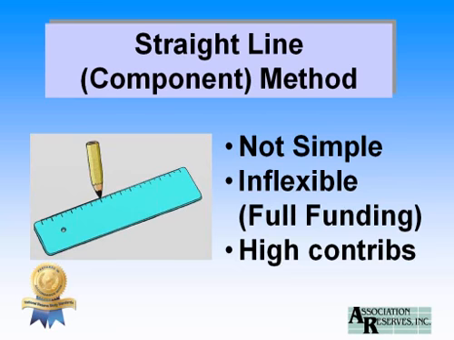So what you find out when you run the numbers is that the straight line method or component method is not as simple as usually presumed. It's inflexible in that it pushes the association to the arguably good fully funded level, but it does so rapidly that it pushes people, and no one likes to be rushed. And finally, the reserve contributions seem high.